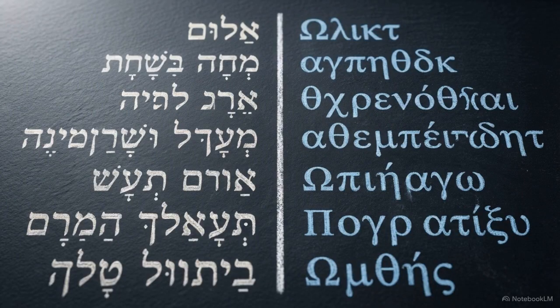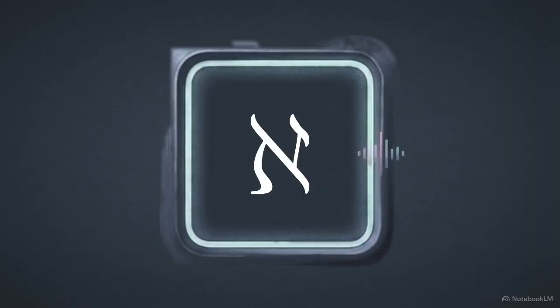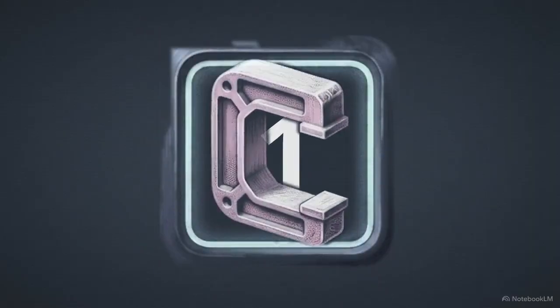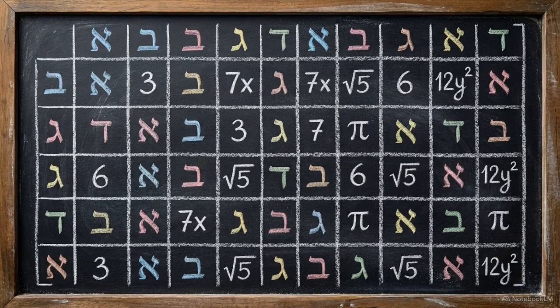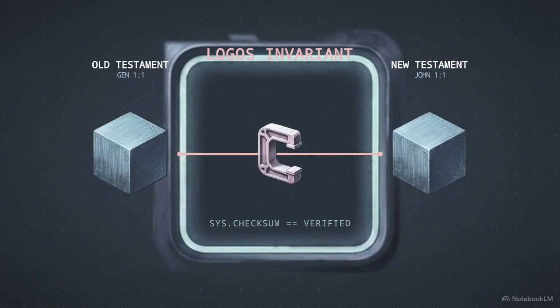In Biblical Hebrew and Greek, there are no separate numerical digits. Every letter is a value. A character doesn't just represent a sound, it represents a specific, unalterable number. This creates a deterministic environment where the text and the math are one and the same. We call this the Logos Invariant, a mathematical checksum that connects the Old and New Testaments at a structural level.